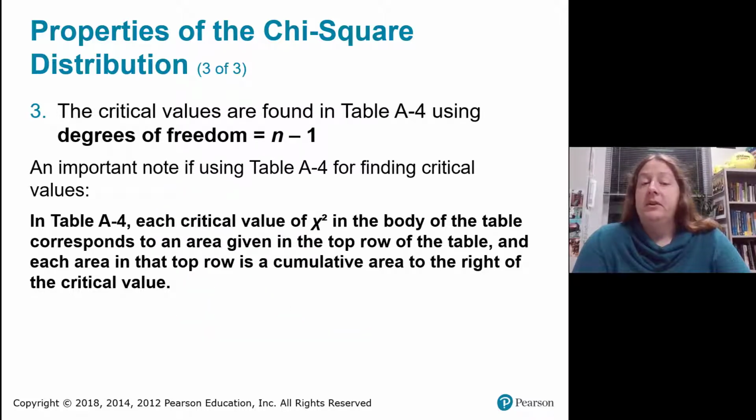Now, the critical values are going to be found using table A4, using degrees of freedom n minus 1. So, just an important note about table A4: the critical value of chi-square is in the body of the table. We'll be using the row that corresponds to our degrees of freedom. And across the top, the areas are given. Those areas across the top are the cumulative area to the right of the critical value. And again, this is a distribution that doesn't show you a picture to remind you of that, but it is labeled that it's the area to the right.